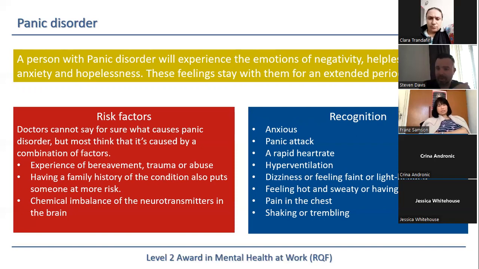So again, linking it back to those generalized anxiety disorders. Having a family history of the condition also puts somebody more at risk. And there is that theory around projection. So if you've been around somebody that has panic attacks, you may project onto you, or again, another chemical imbalance of the brain there.